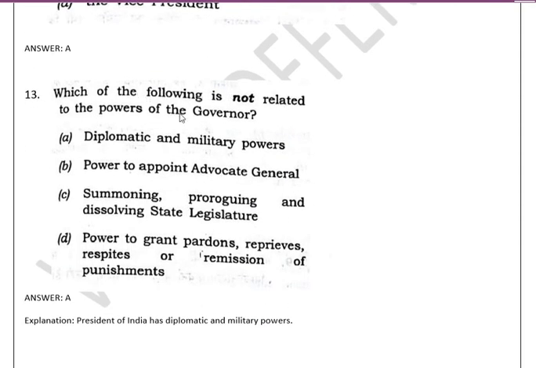13. Which of the following is not related to the powers of Governor? A. Diplomatic and military powers. We know that diplomatic and military powers come under the President.